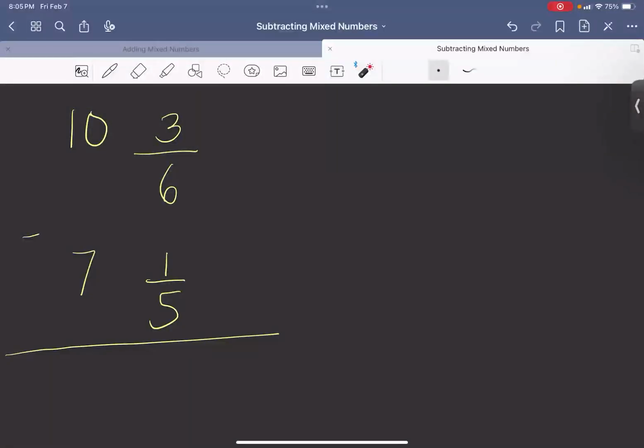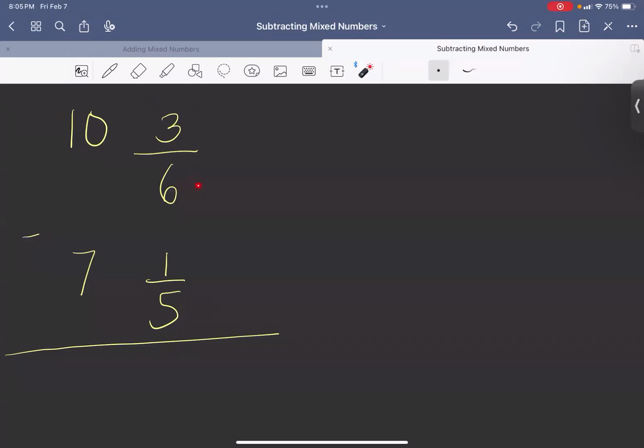Today we're going to look at subtracting mixed numbers. A mixed number has a whole number, like the number 10, and a fraction, like 3/6. The first thing we have to do is make sure the denominators are the same.